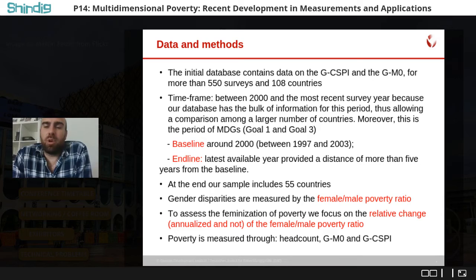From the initial database of 180 countries, we end up with a sample of 55 low and middle income countries. For the analysis, the indicator that we look at is the female-male poverty ratio, which means the ratio between the female multidimensional poverty and the male multidimensional poverty. We look at both the GM0 and the GCSPI together with the headcount, which we do not present much in this presentation due to time.